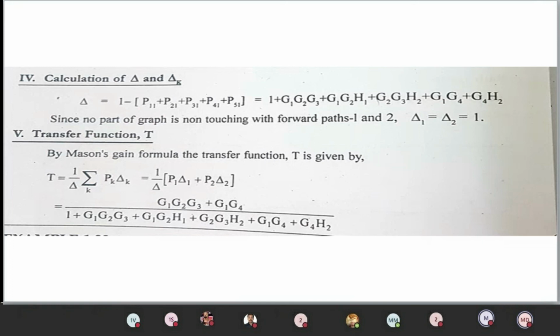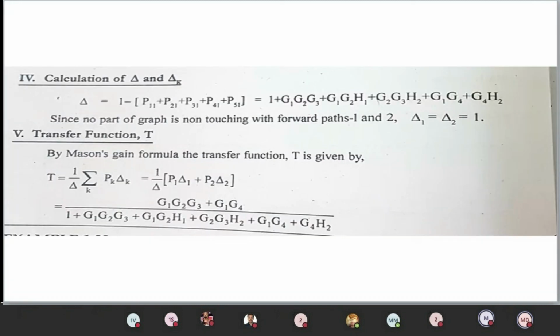By Mason's gain formula, T is equal to 1 by del, summation k tends to Pk del k. 1 by del, P1 del 1 plus P2 del 2. So G1, G2, G3 plus G1, G4, multiply both the values by 1 divided by del. What is del? 1 plus G1, G2, G3 plus G1, G2, H1 plus G2, G3, H2 plus G1, G4 plus G4, H2.